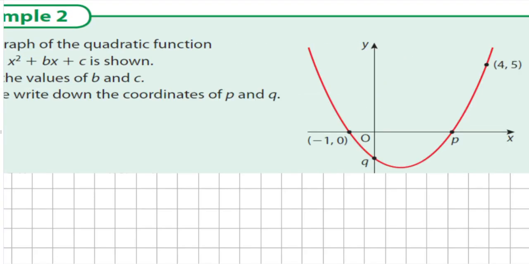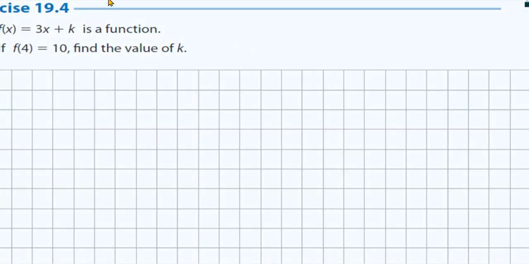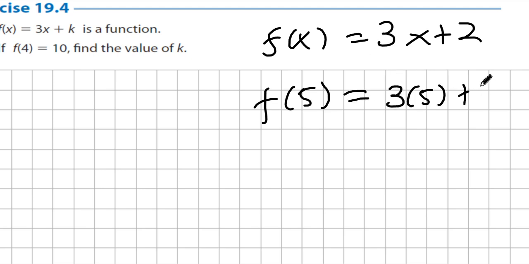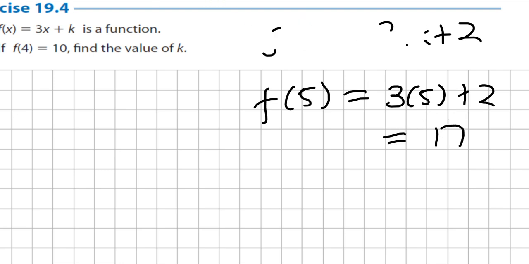Well, remember from functions is the following. If I gave you a function f of x equals 3x plus 2, we have our inputs. Inputs are our x values. Everybody remember that? So if I asked you to get f of 5, what would be the answer? 3 times 5 plus 2, and the answer would be 17. So you remember what functions are, you remember what they do.